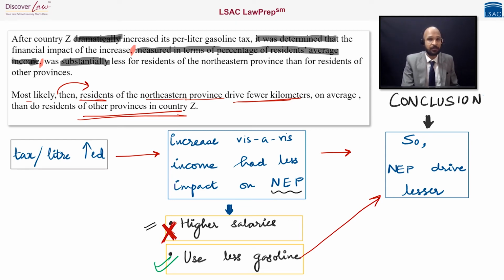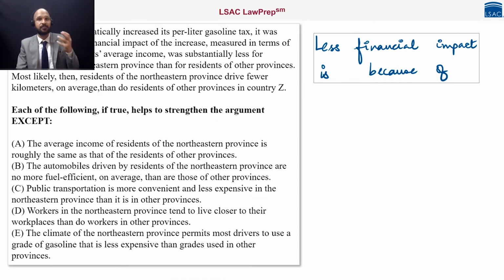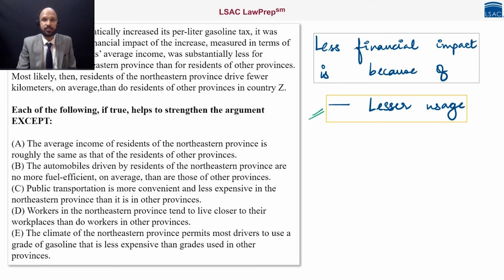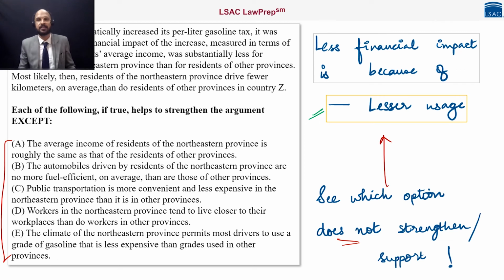So now we've been able to understand what the argument is, right? The argument is saying that there's a lesser financial impact because they drive less, which basically means they use less gasoline. With this understanding, let us go ahead and see the options. So we know that the lesser financial impact is because of lesser usage and not because of higher salaries. Now that we know this, we have to look at the options and see which one of these options does not strengthen what we have just identified as the argument.